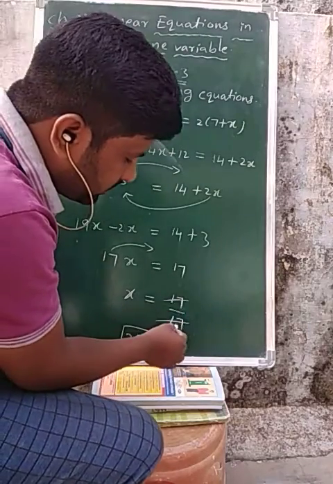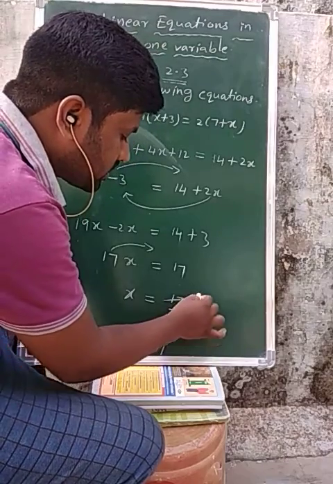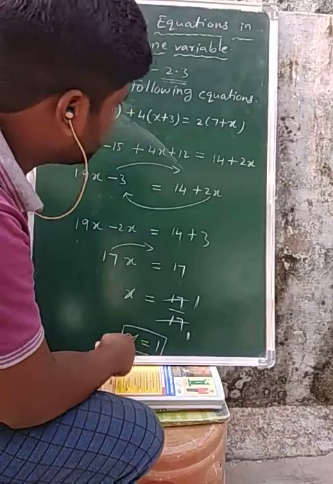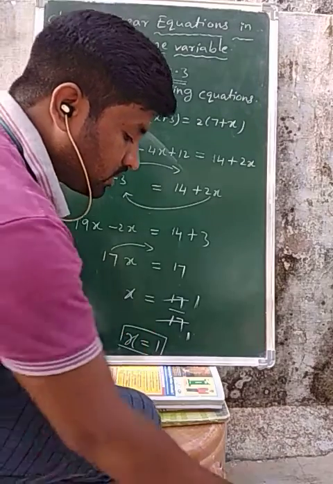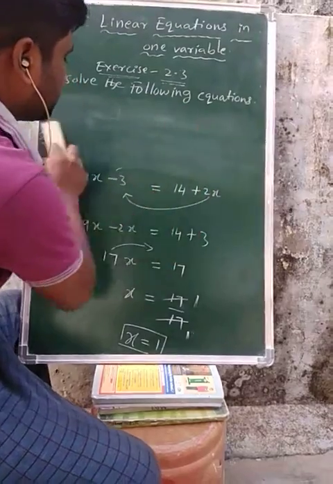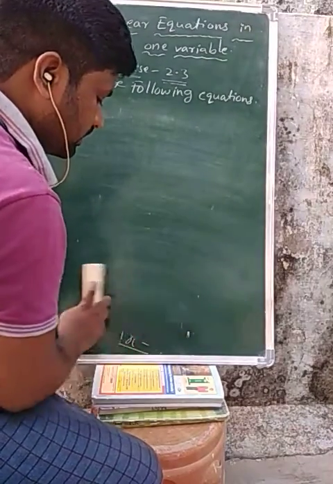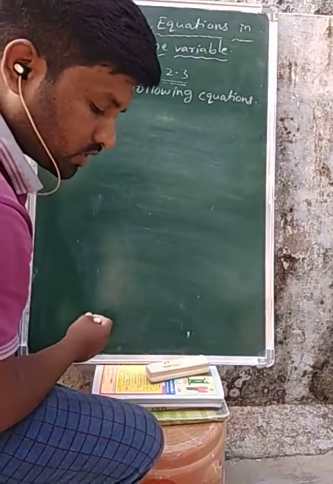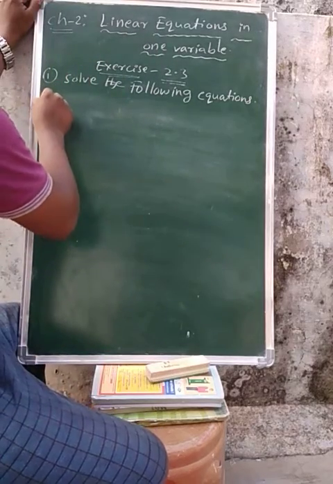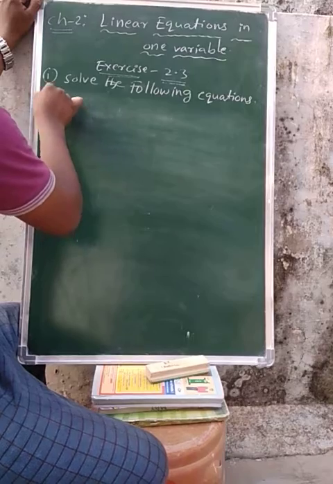17 ones are 17, so we get x is equal to 1. So this is the required answer. Let us discuss one more question in this exercise, that is question number 8.